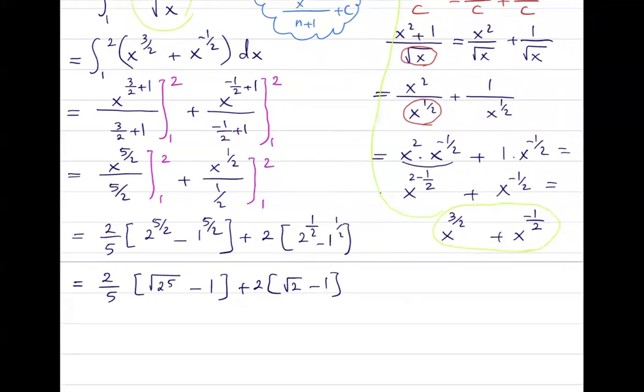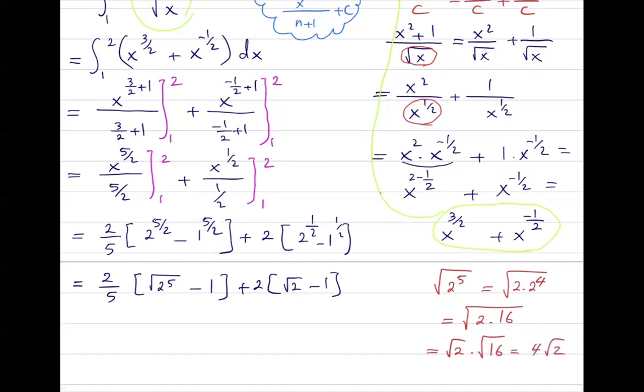From algebra, square root of 2 to the 5th is basically the square root of 2 times 2 to the 4th, or the square root of 2 times 16, or square root of 2 times square root of 16, or 4 times square root of 2. So this guy can be written as 4 times square root of 2. We're trying to simplify it as much as we can. So you get 2 over 5, 4 square root of 2 minus 1, plus, if you distribute this into parentheses, get 2 times square root of 2 minus 2.